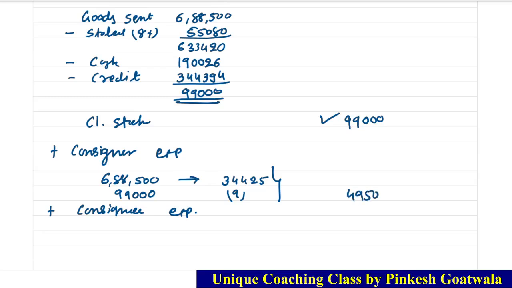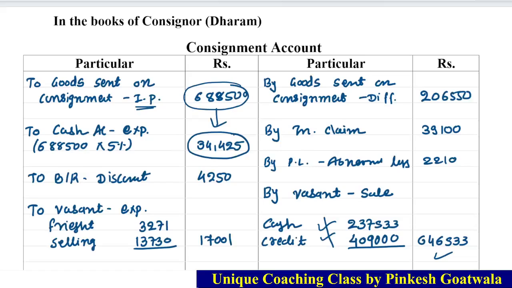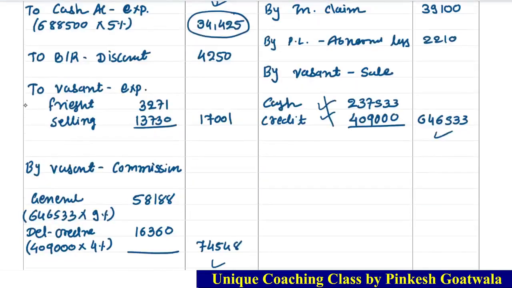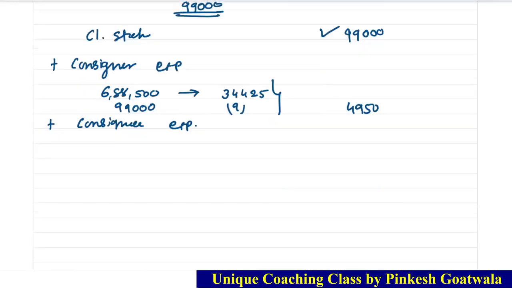4950. Now the consignee, how much expense was done by consignee? The consignee did two types of expense, freight and selling. We consider only freight, 3271. Only freight, 3271.